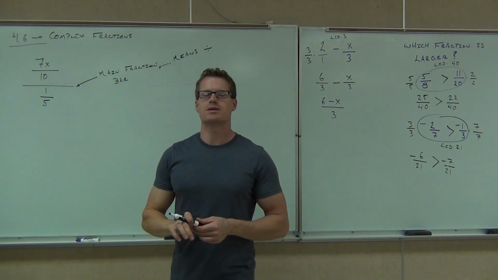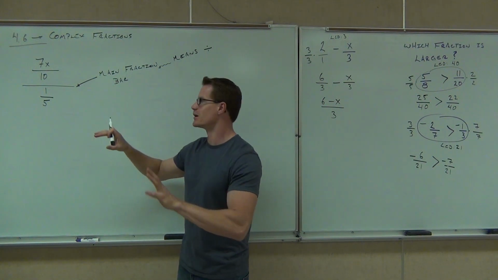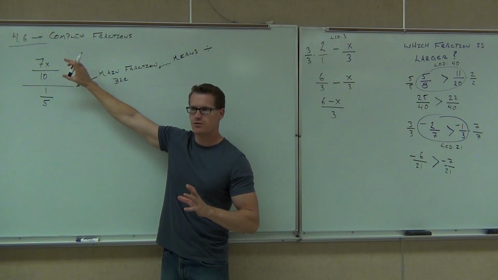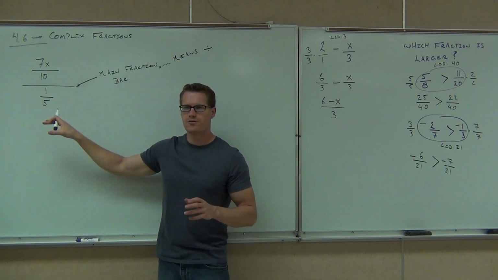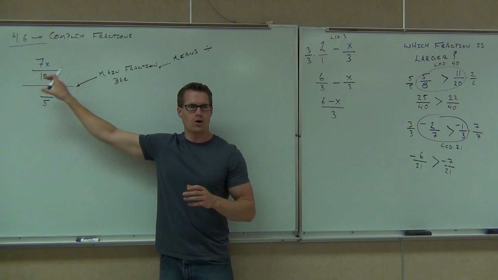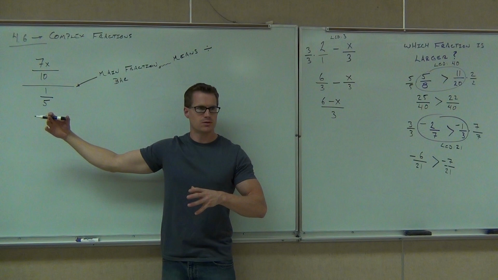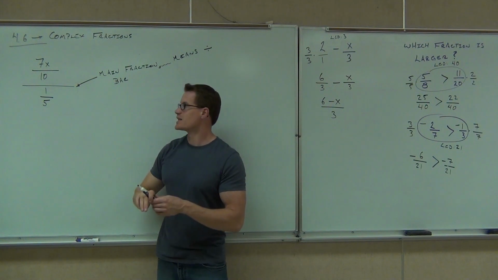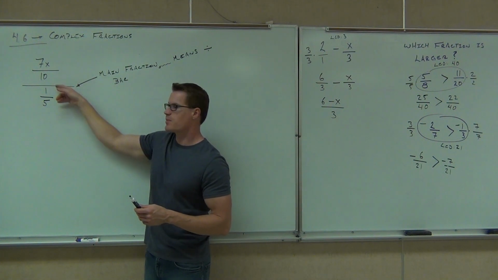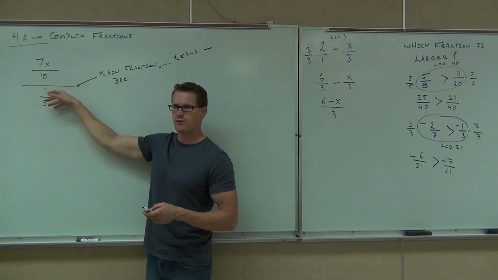So when I say something like this, I need you just to hear my voice and think about what I'm saying here. When I'm saying 7x over 10 all over 1/5, that all over, that's a fraction, right? And a fraction means divide, true? So what this really says is 7x over 10 divided by 1/5. Are you following me on that?